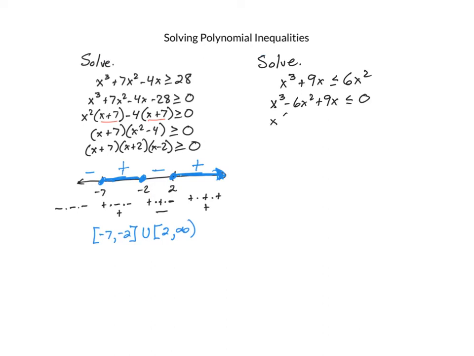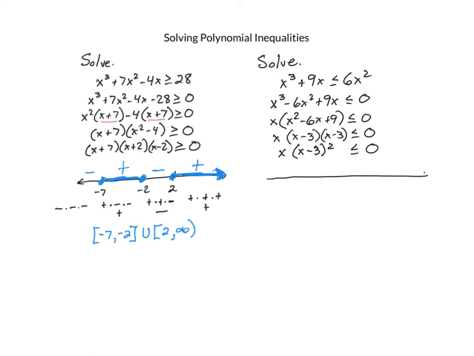We have a common factor of x, so let's take that out. We have a trinomial that factors into x minus 3 times x minus 3. Oh, notice we have x minus 3 as a factor twice, so let's write it a little bit nicer. Let's make it x times the quantity x minus 3 squared is less than or equal to 0. And I'm going to draw my number line for interval testing. Our numbers are 0 and 3. And let's test a number to the right of 3, like 4.